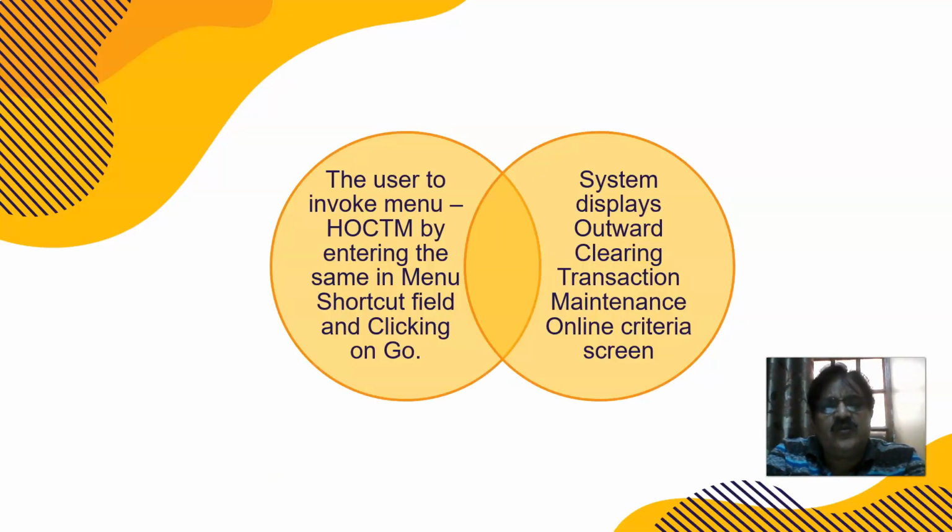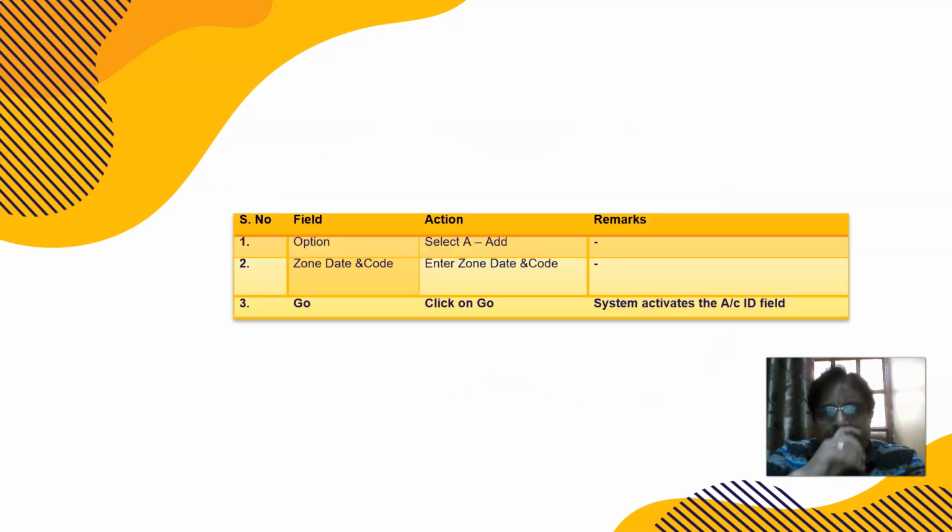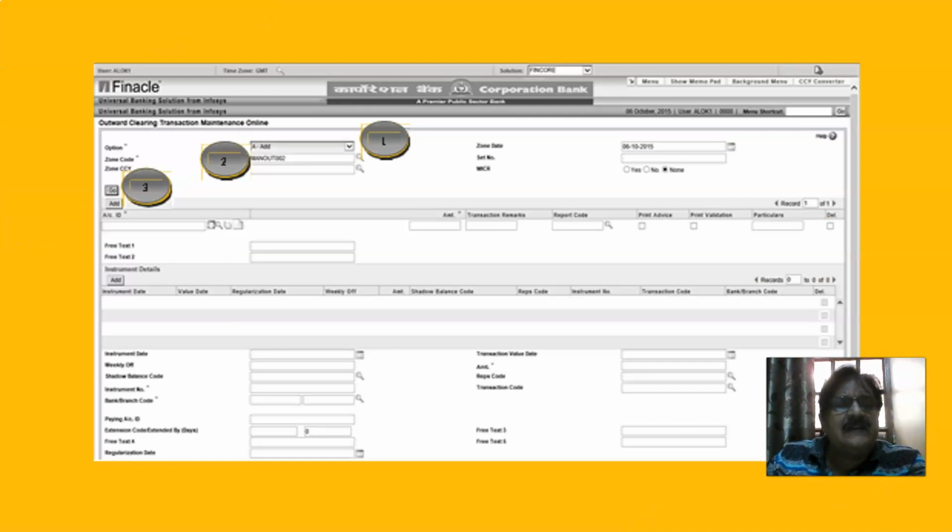So after opening the zone, we invoke this menu option HOCTM by entering it in the menu shortcut field and clicking on go. The system displays the outward clearing transaction maintenance online criteria screen. Then for the option you have to choose A, because you will be adding instruments, which will then be verified by the set numbers. We are adding as a maker. Enter zone date, control X, zone code, then click on go. Then you get this screen.